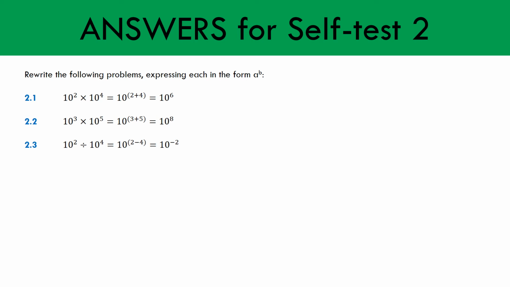10 to the 2 divided by 10 to the 4. Well, we remember the general rules that we just showed on the previous slide, and we know now we have to subtract the indices. So this becomes 10 to the 2 minus 4, which is 10 to the minus 2. 10 to the 3 divided by 10 to the 5, again, we're dividing them, so we know that we have to subtract the indices. So here it's 10 to the 3 minus 5, which is 10 to the minus 2 again.